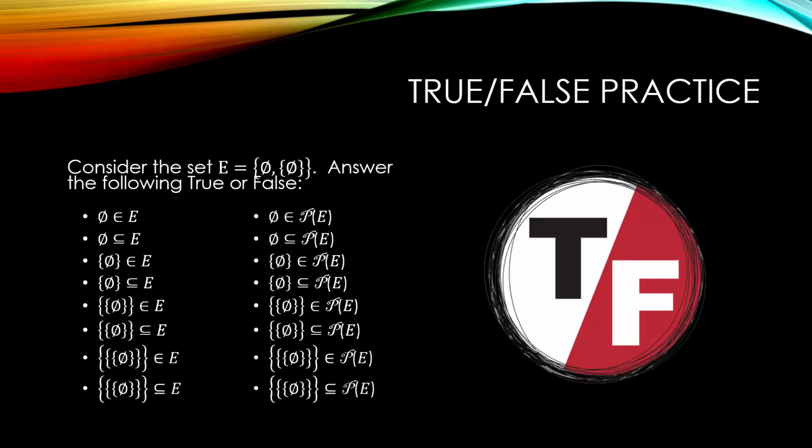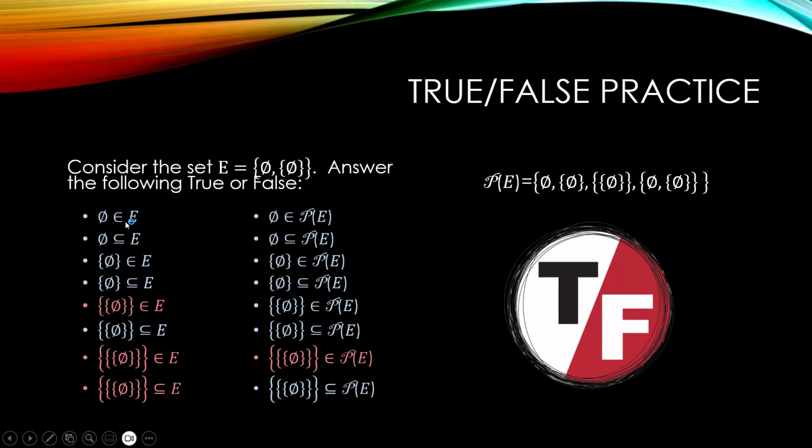And so here's a weird looking true-false practice. Consider the set E, which is equal to the empty set and the set containing the empty set. Answer the following as true or false. And so here are a whole bunch of questions. If you want, you can go through them all real quick. What I might recommend is write out the power set so that you can check and see if these are elements or subsets. And here's our answers.